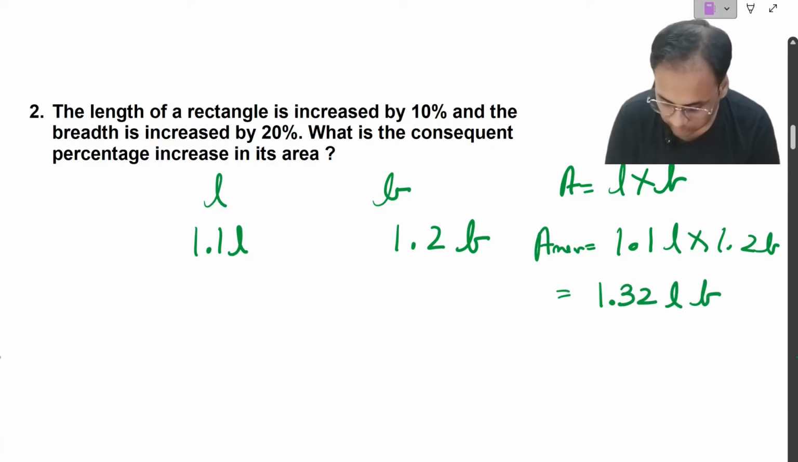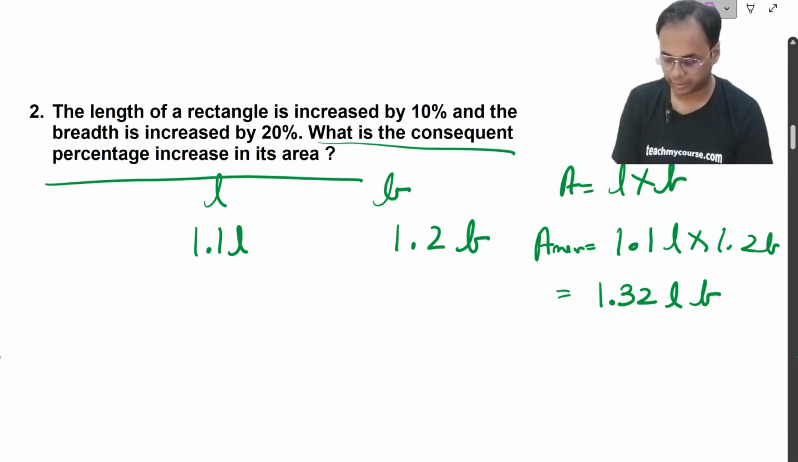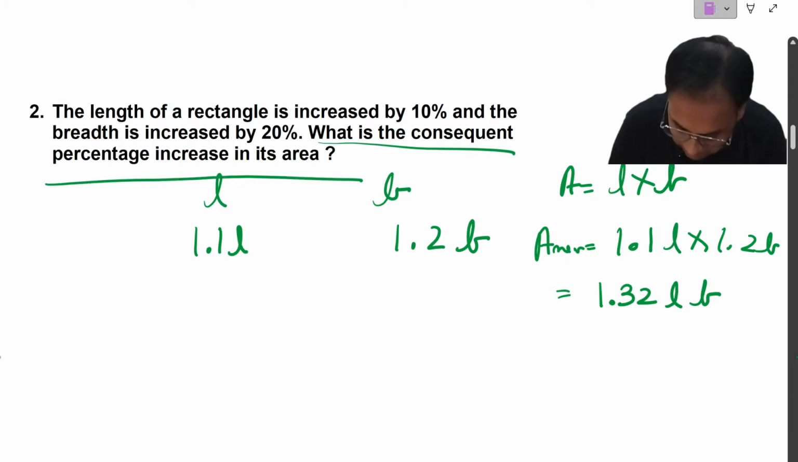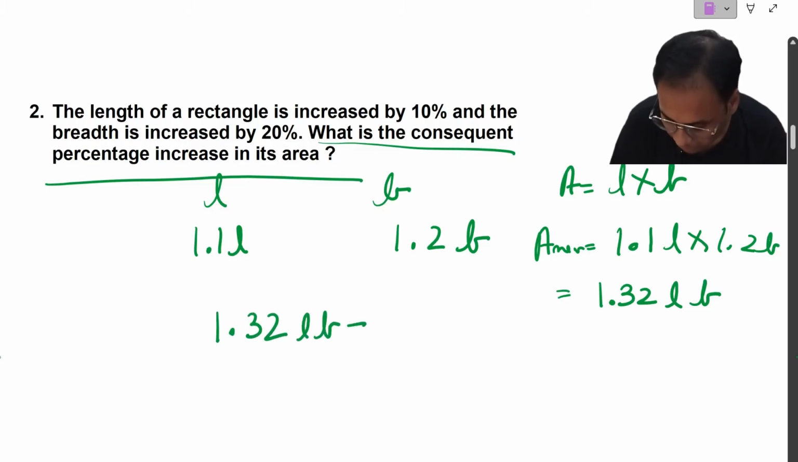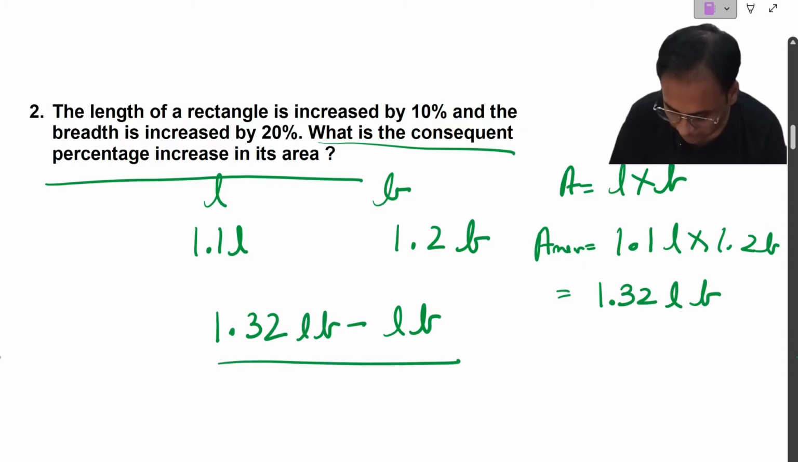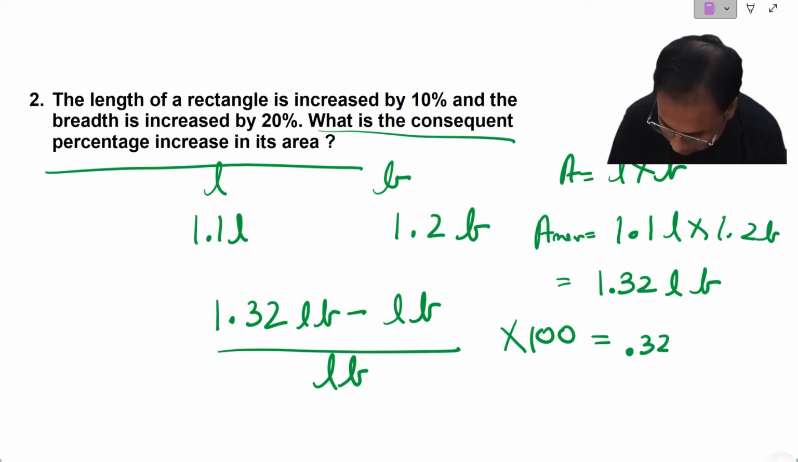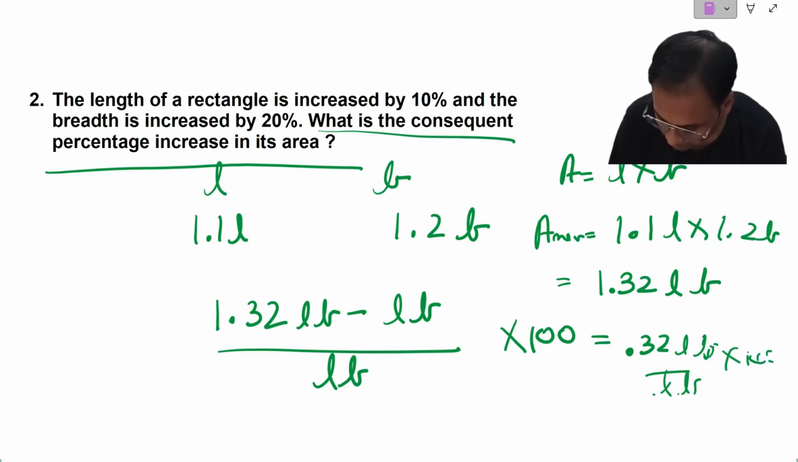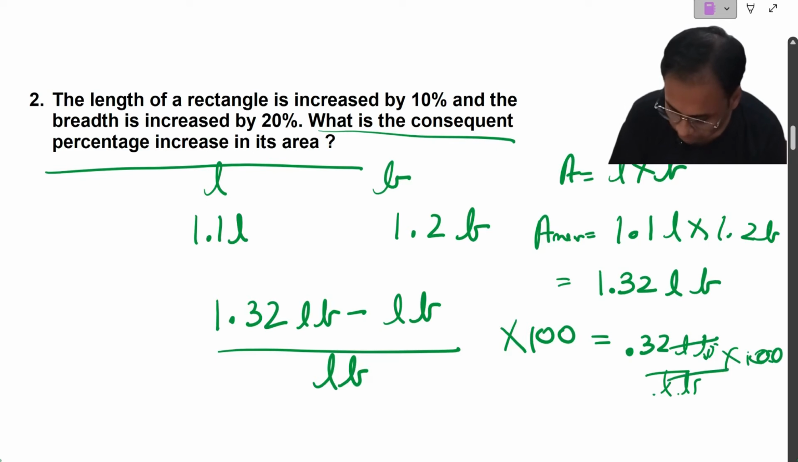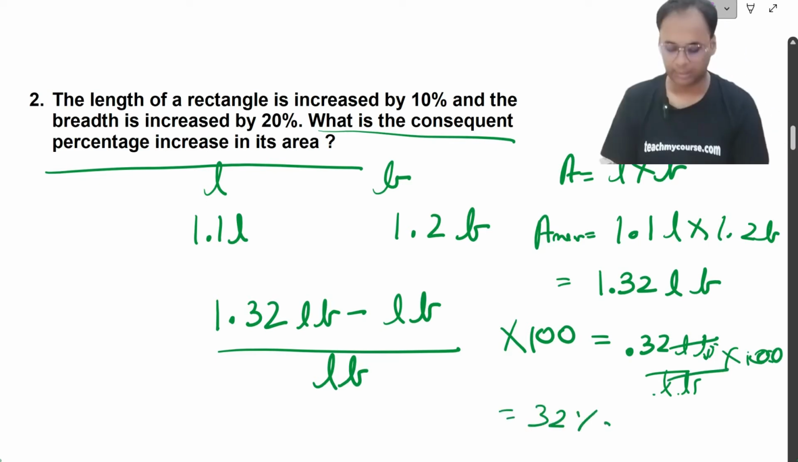Now it is asking for the consequent percentage increase in its area. So how can the percentage increase be measured? It is the new area, 1.32 LB minus LB, upon the original area, which is LB, into 100. So it comes out to be 0.32 LB upon LB into 100. LB gets cancelled out and we get 32 percent as the answer.